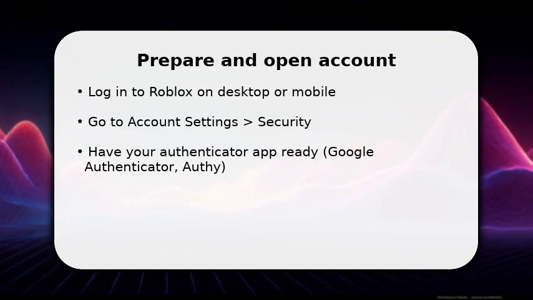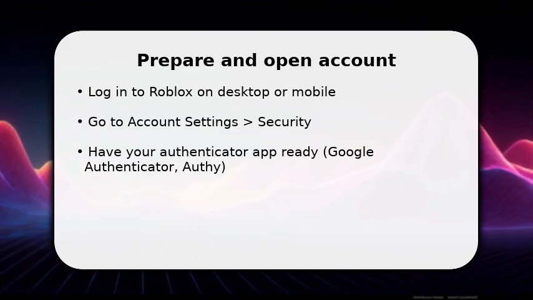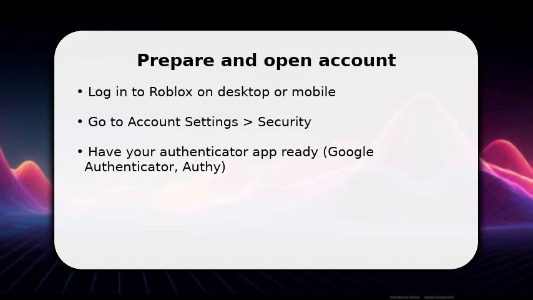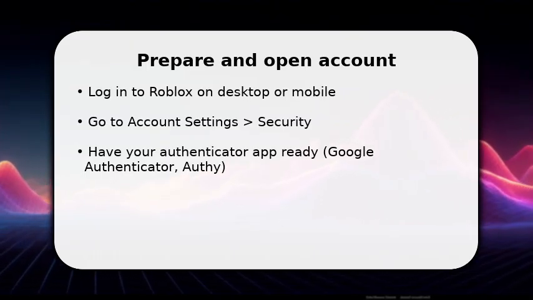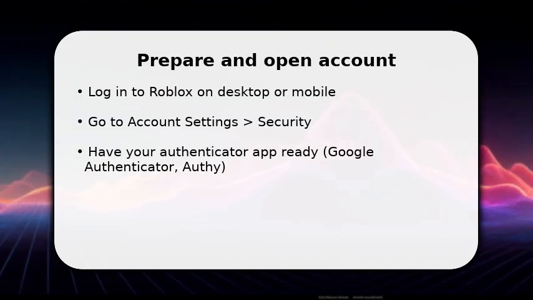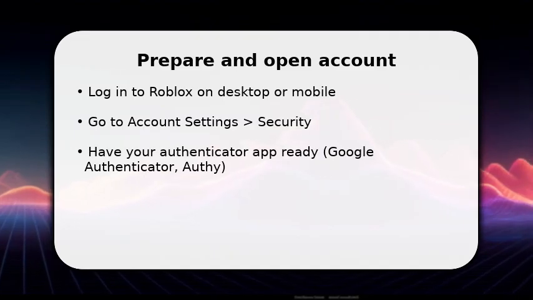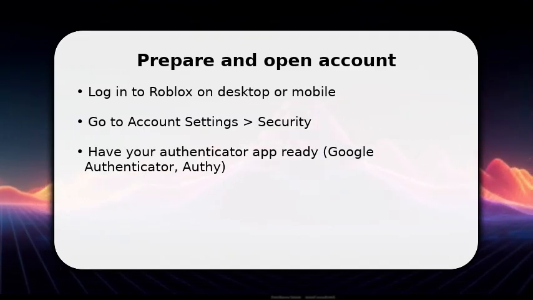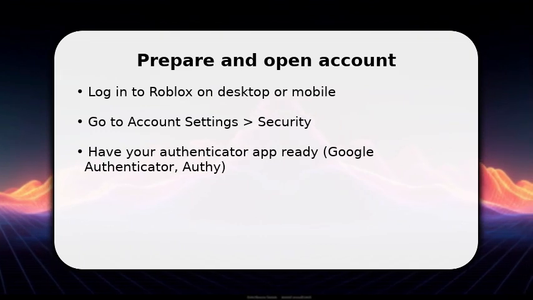Once in Security, enable two-step verification if not already active, because backup codes only appear after that. Make sure your Authenticator app is installed and paired. This lets Roblox verify your device. If you see a prompt for email or phone, confirm those so codes attach to the right account.